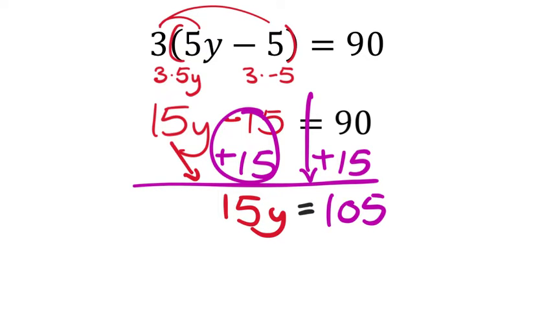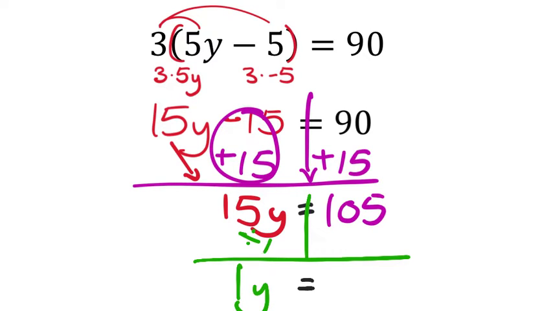So one last principle of equality will solve this one so that we end up with just 1y equaling something. And again, it's a division principle of equality. To make that 15 a 1, we'll have to divide it by itself. But if we do it to one side, we have to do it to both sides. So now in my calculator, I take 105 divided by 15, enter, and I get 7.